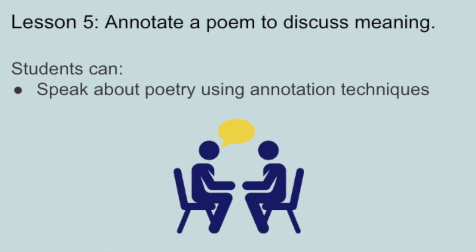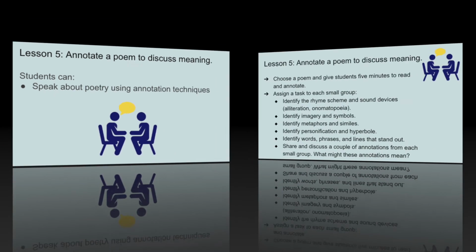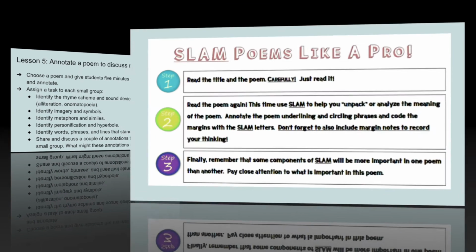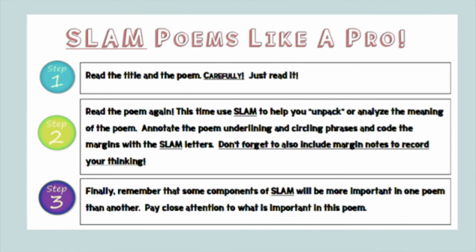In Lesson 5, students will continue to annotate. Students can speak about poetry using annotation techniques. This lesson specifically focuses on annotating for sound devices and figurative language. You might consider assigning identification tasks to small groups and then discuss their findings as a class. An additional way to annotate is to have students all use the same code or formula of annotating, such as SLAM.